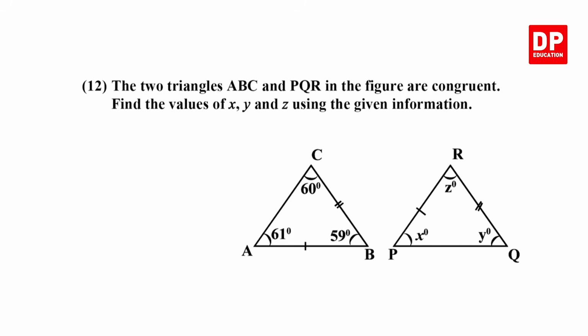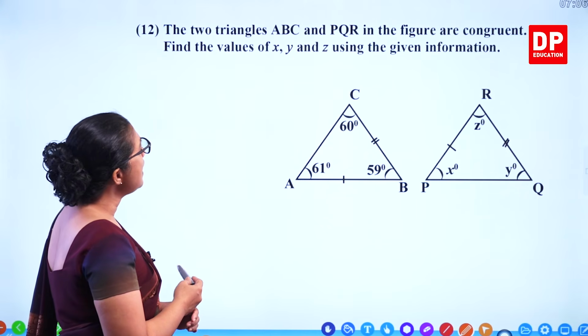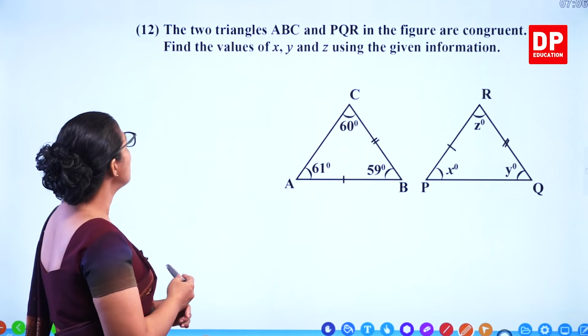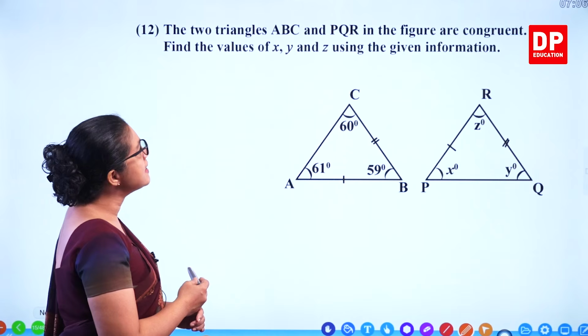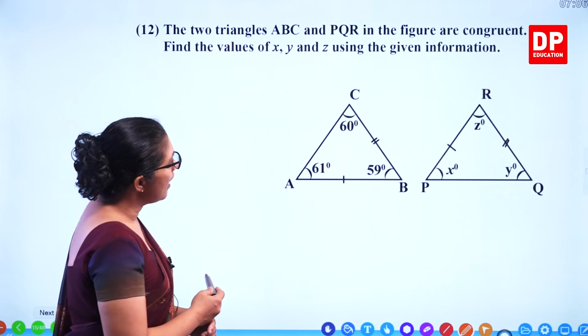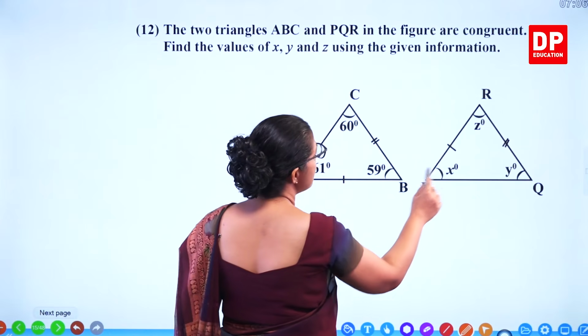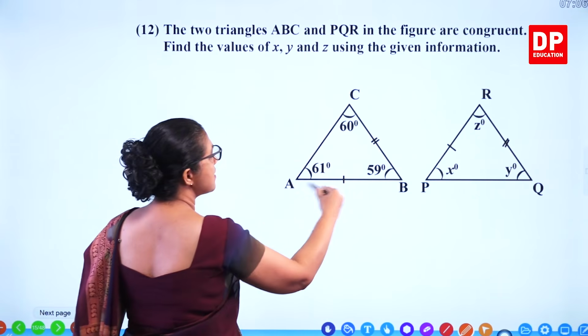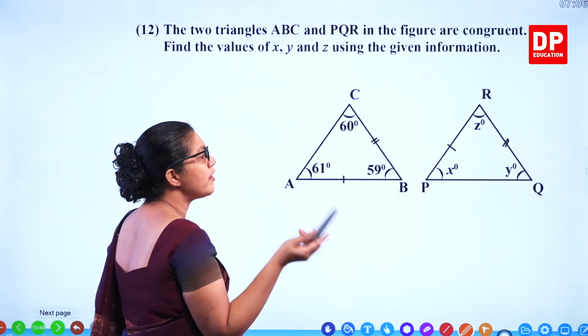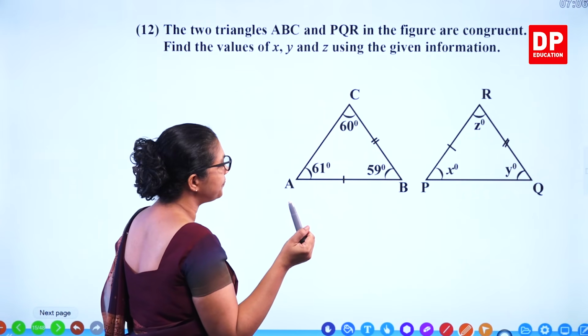Question number 12. The two triangles ABC and PQR in the figure are congruent. Find the values of x, y and z using the given information. So we can see this length is equal to this length and this AB length is equal to PR. So corresponding elements are equal.